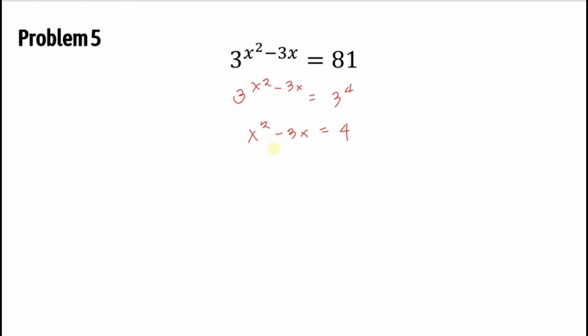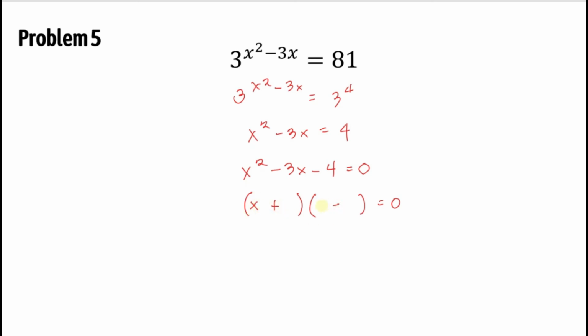So we have to equate to 0. Therefore, it becomes x squared minus 3x. Positive 4 will be moved here. It becomes negative 4 equals 0. So to solve for x, we have to factor. Okay. So the sign of the constant is negative. So we can assure that the sign of the two binomials are opposite.